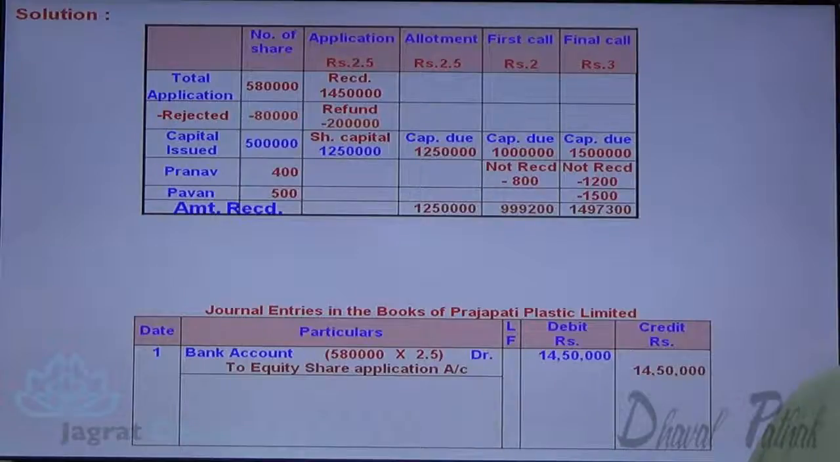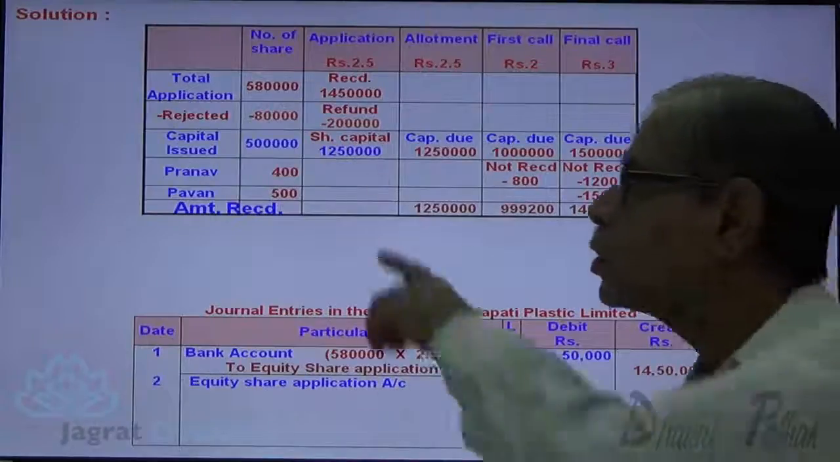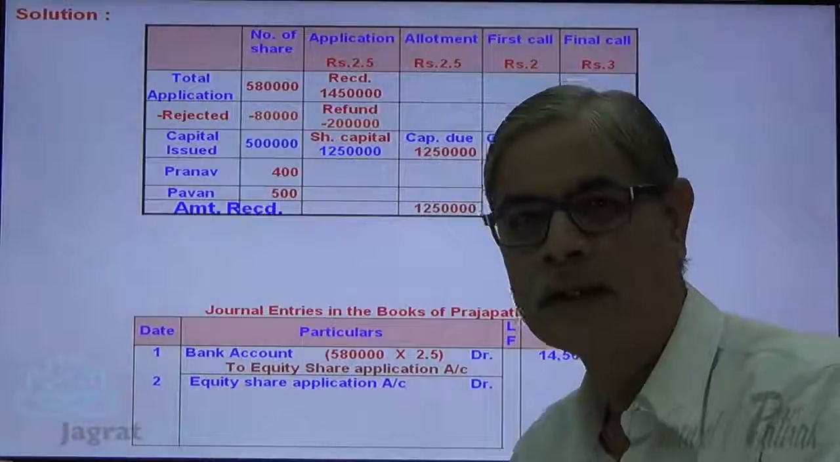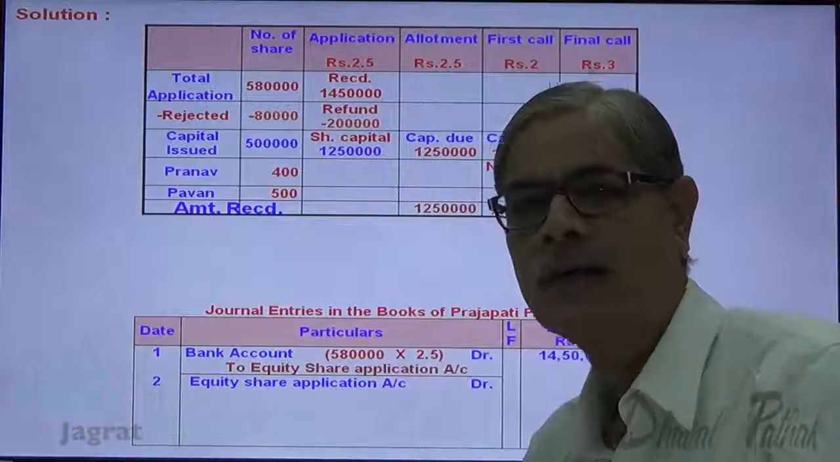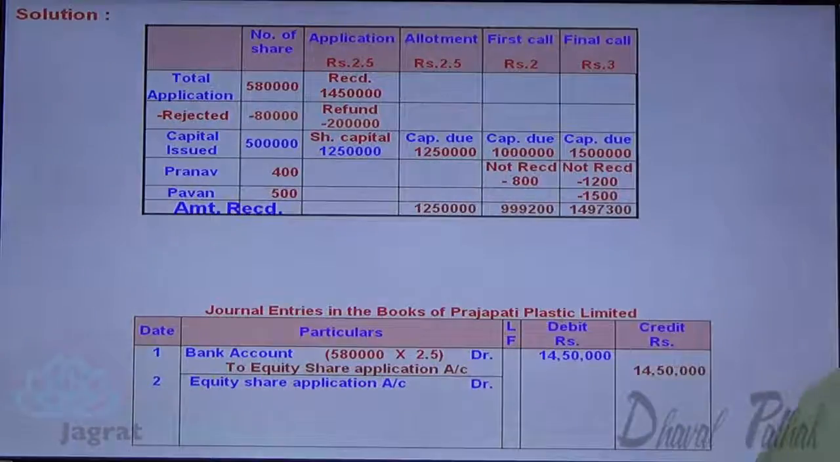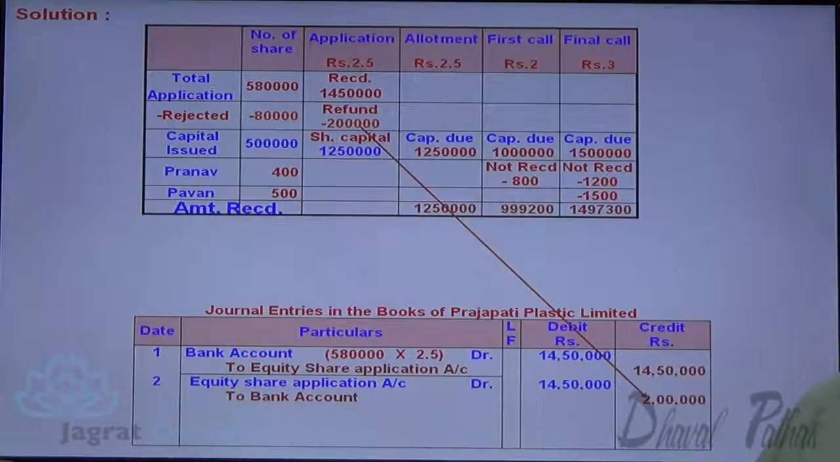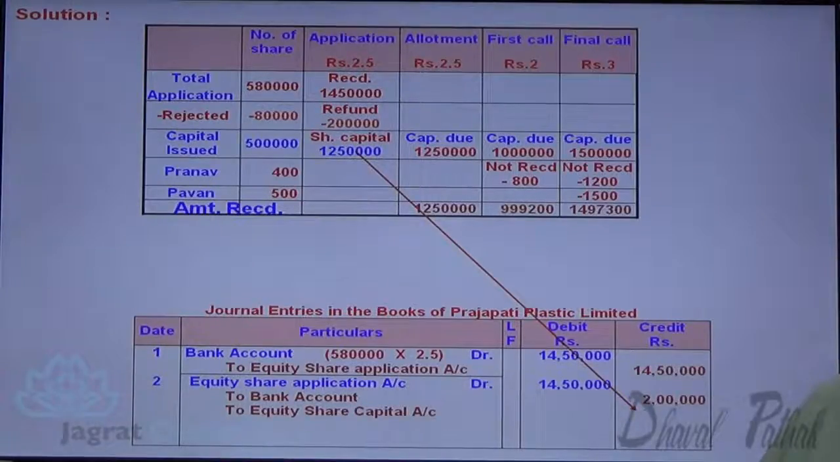Now, out of this application money, that is bifurcated into the amount refunded and transferred to capital. So refunded amount is 8 lakhs and transferred to capital 12,50,000. So the journal entry for that: share application account debit to bank account refunded sum, to equity share capital account credit 12,50,000.